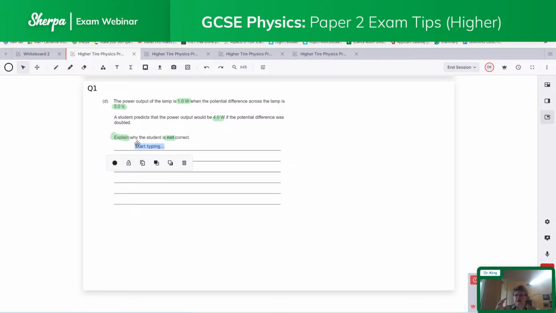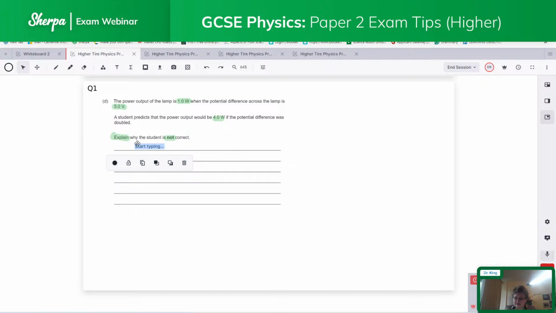So they are basically saying that for power to quadruple, the current and potential difference would both need to double. If you want power to be quadrupled, the current and potential difference need to rise double. That's what the student says. That's what the student wants to achieve. Why is that not correct?